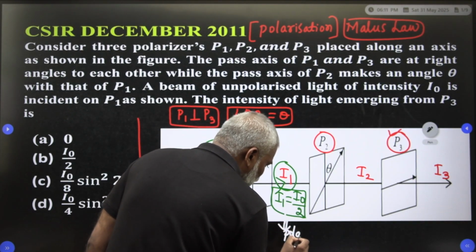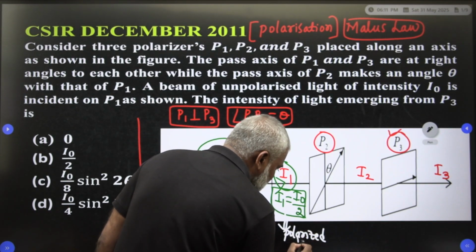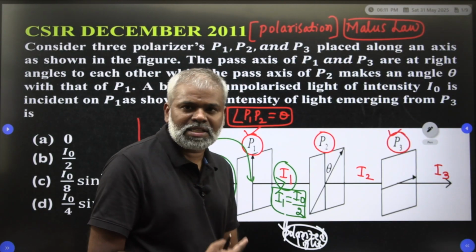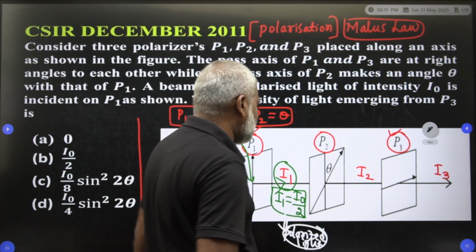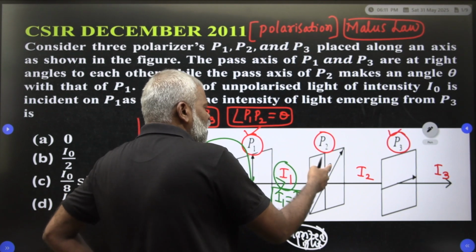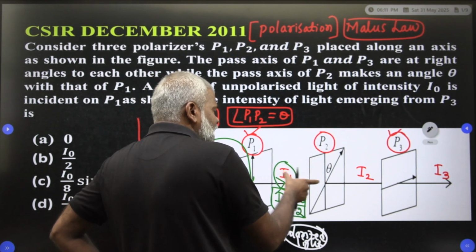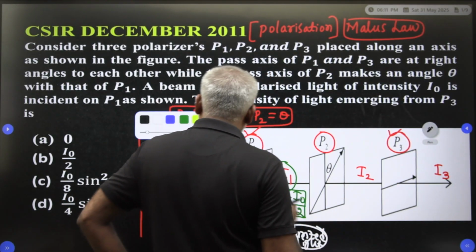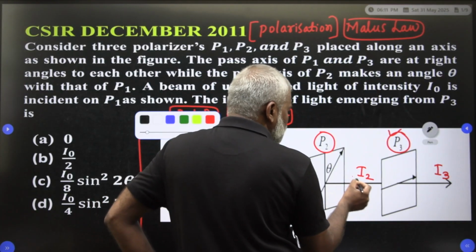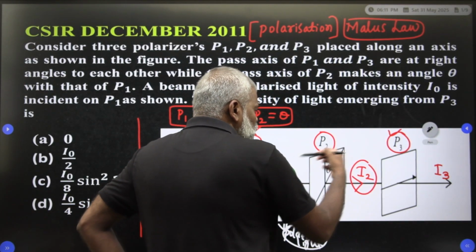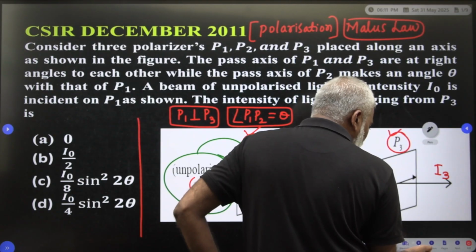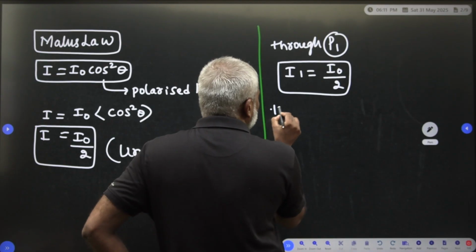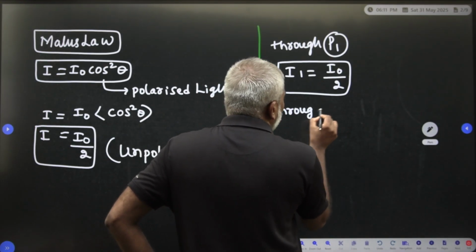It becomes polarized light from unpolarized because we are using the P1 polarizer. Next, between P1 and P2 there is an angle, that angle is theta. Now it is emerging out, and this emerging light is I2. So I2 is equal to, once you see, the intensity through P2.